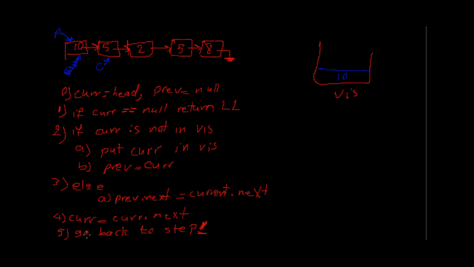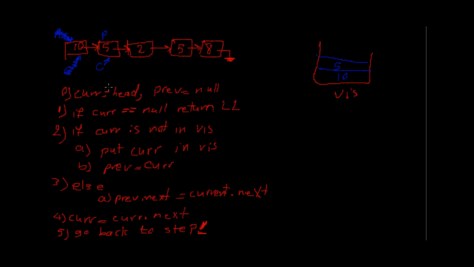Now step 5 says go back to step 1. We go to step 1, current is not equal to null. We're gonna go to step 2, current is not in the visited, so let's see, 5 is not in our visited buffer, so we're gonna execute these two steps. It says put current in the visited buffer, so we're gonna put 5 into here, and then we're gonna say that previous is equal to current, so previous is gonna move in here.